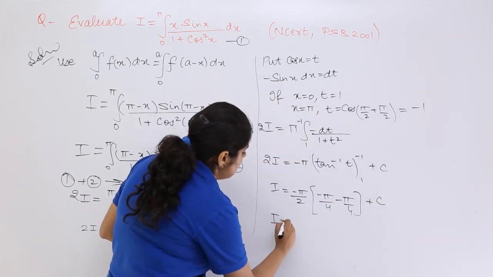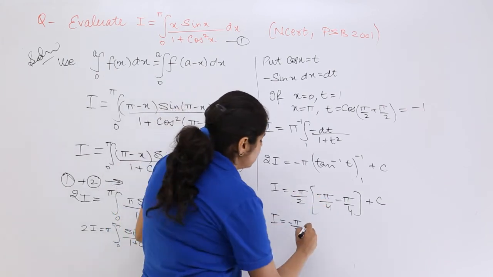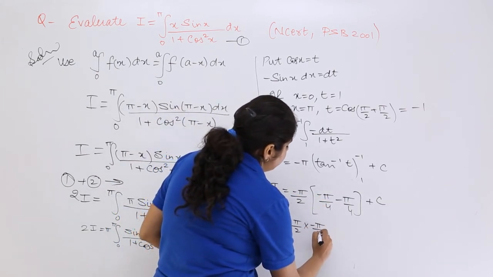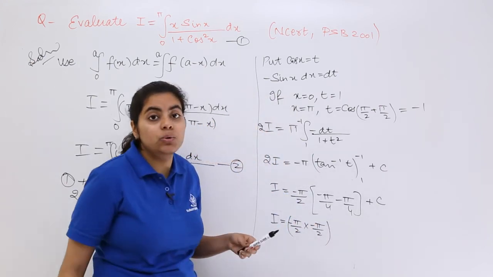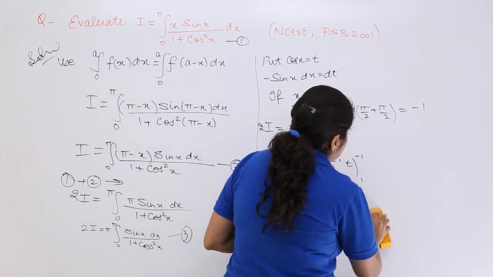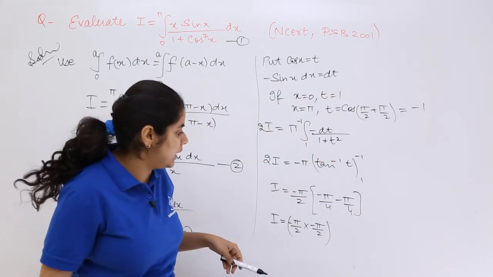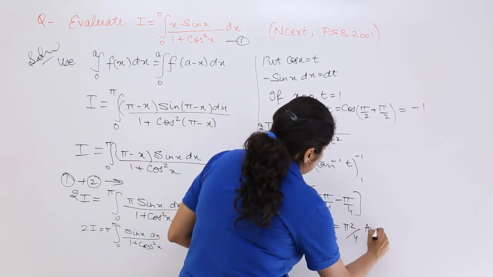What should be the answer? I is equal to minus pi by 2 times minus 2 pi by 4, which is again minus pi by 2 times minus pi by 2. And plus c I don't have to write. Some people make this mistake. This is not an indefinite integral, this is definite, right? So it should be pi square by 4, and that is the answer.